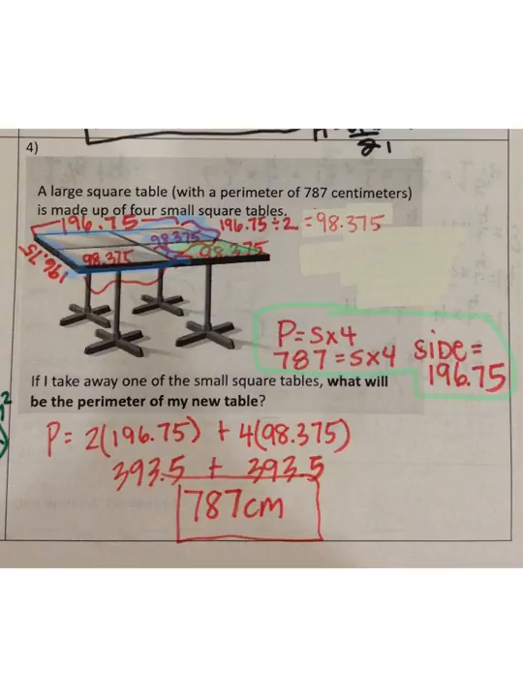So once I've labeled all my sides, I have 2 that are 196.75, and I have 4 that are 98.375. I multiplied and then added together, and actually just by taking out that square, you're not going to change the perimeter. It's still going to be 787 centimeters.